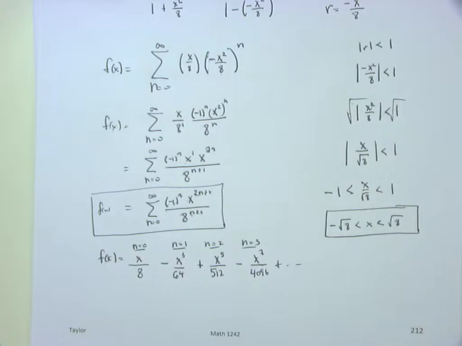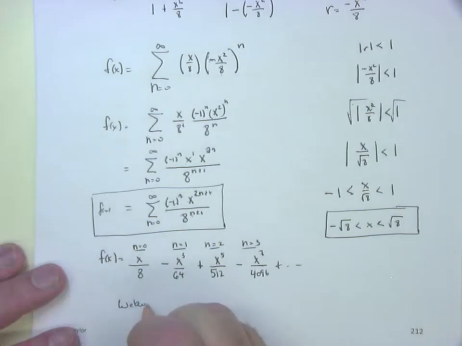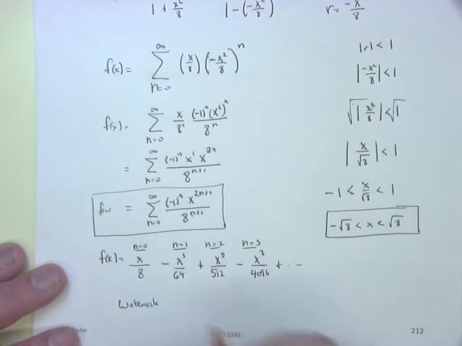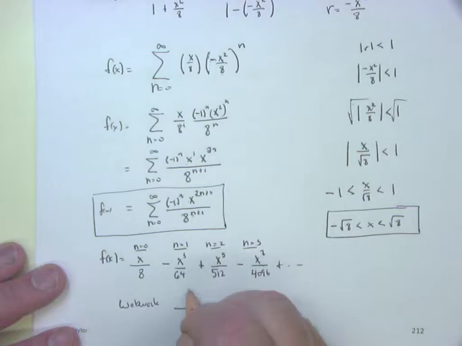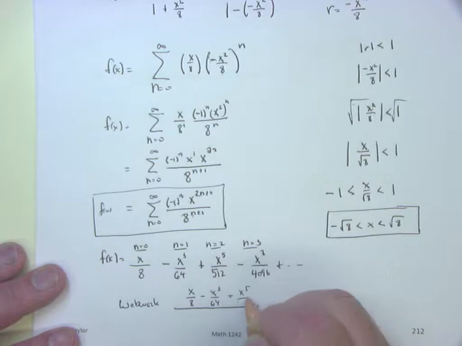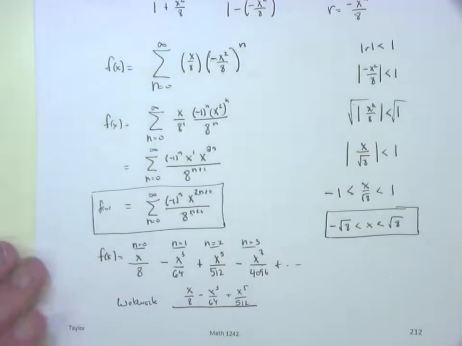But WebWork asked for what? First 3 non-zero terms. So in WebWork, you would just type in x over 8 minus x cubed over 64 plus x to the 5th over 512. Does that make sense? Did I lose you guys anywhere?